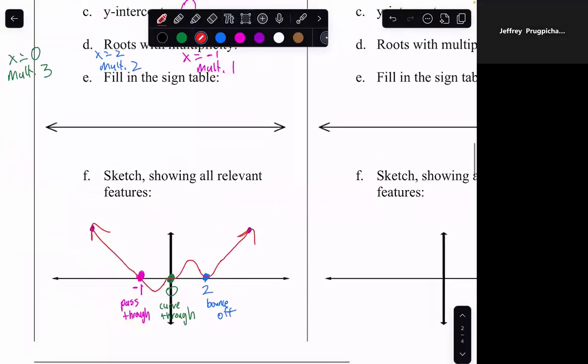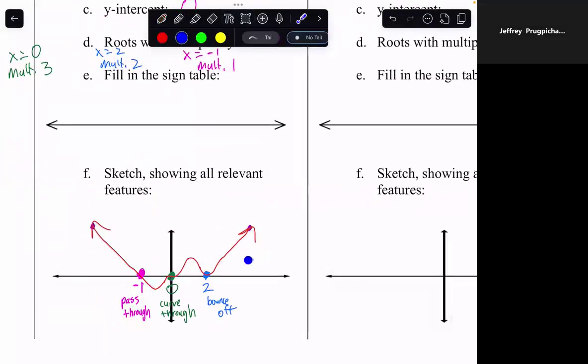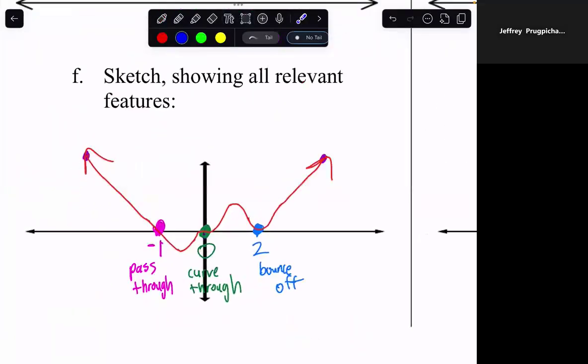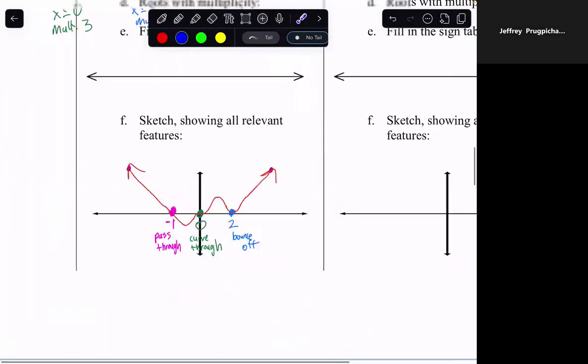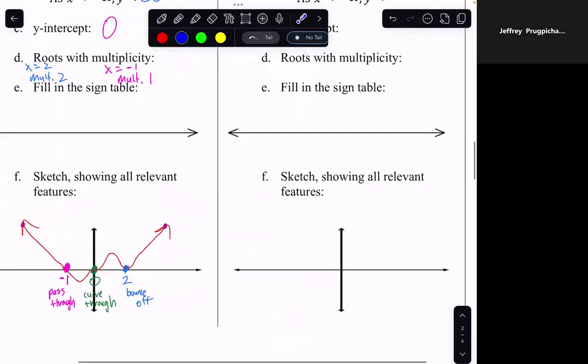Okay, so this is an accurate sketch of the polynomial. It's got the correct end behavior, it's got the correct y-intercept, it has the correct x-intercepts, and it is correctly interacting with each of the roots. Okay, so we'll start the next one together, but then I'll give you some opportunities to practice.